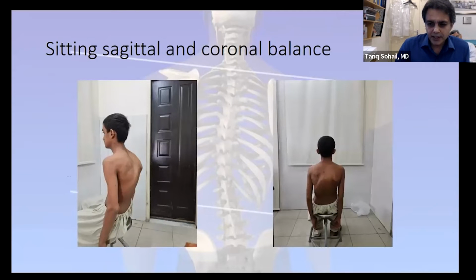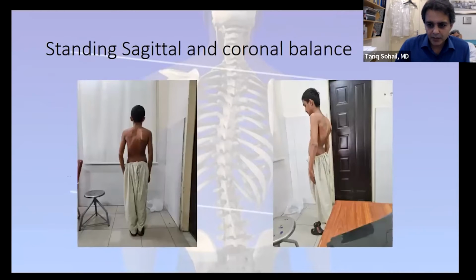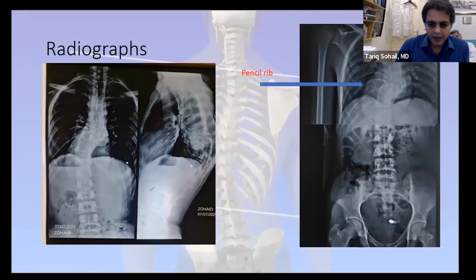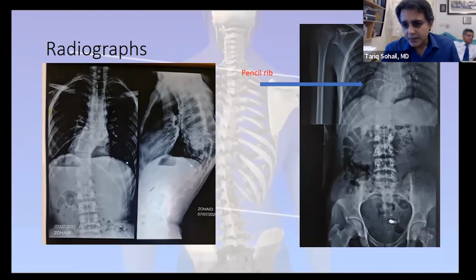If we look at the sitting balance, he's quite balanced. Even the standing posture is good in the coronal balance. These are the radiographs. In the radiographs, we can clearly see the kyphotic deformity and the translation of the dorsal spine. If we look closely, we can see the pencil ribs and even the scalloping of the vertebral bodies, which tells us that it is a dystrophic neurofibromatosis spinal deformity.